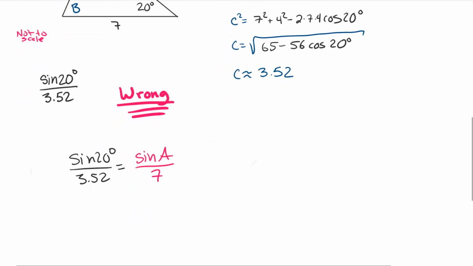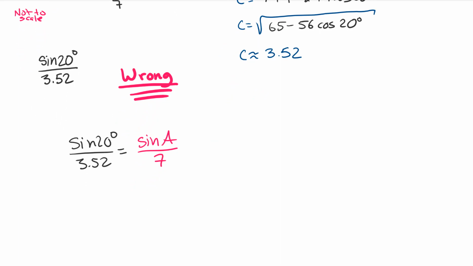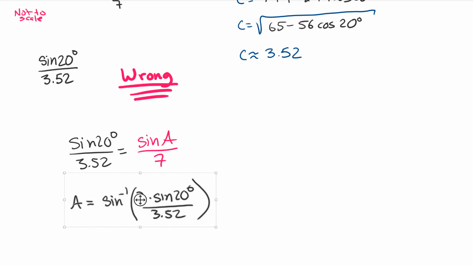So now I'm going to run it through quite quickly and just say that A would end up equaling sine inverse of 7 times sine of 20 all over 3.52. I'm doing this in red because it's wrong. And this would say that A is equal to, what is this? I'll have to punch it in. 42.9 degrees.